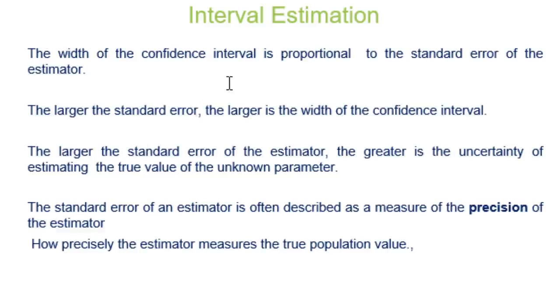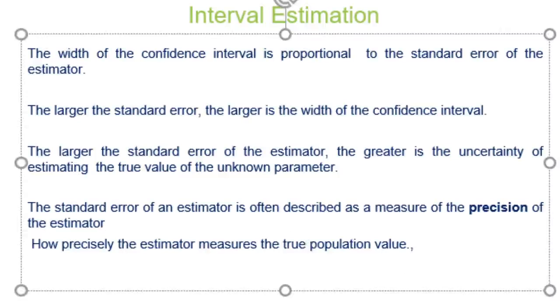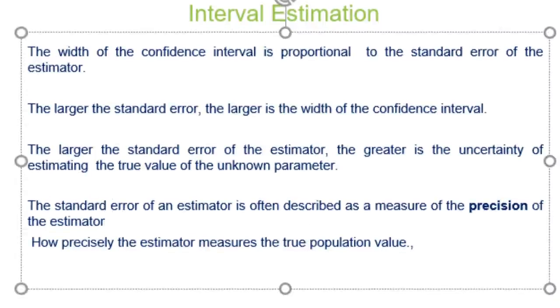The width of the confidence interval is proportional to the standard error of the estimate. The larger the standard error, the larger the width of the confidence interval. The larger the standard error of the estimator, the greater is the uncertainty of estimating the true value of the unknown parameter. The standard error of an estimator is often described as a measure of the precision of the estimator, that is, how precisely the estimator measures the true population value. This is the precision of the estimator.